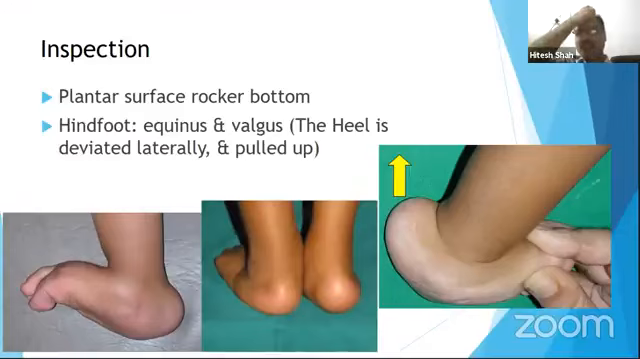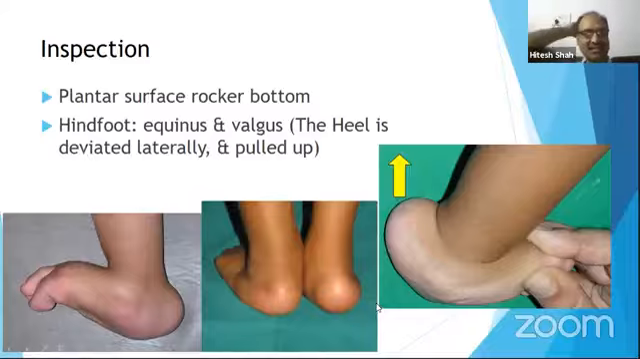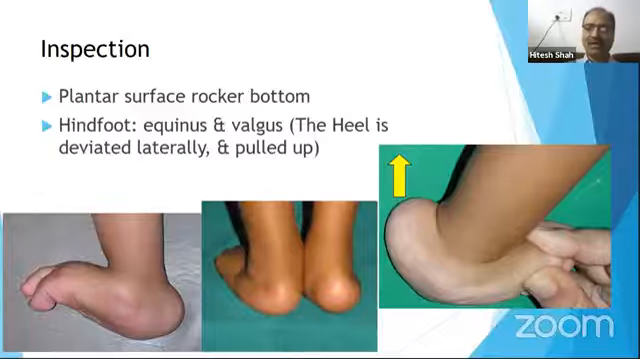What is there on the hind foot? Hind foot means the back side of the foot. The hind foot would be in equinus and valgus. How do you say it is equinus? If the heel is pulled up, that is equinus. And compared to the longitudinal axis of the tibia, if the heel is laterally deviated, it is hind foot valgus. So it is important to say the deformity of this child is hind foot equinus and hind foot valgus.